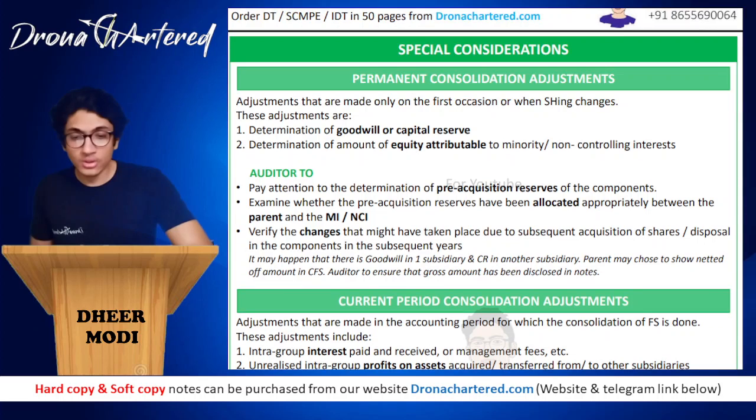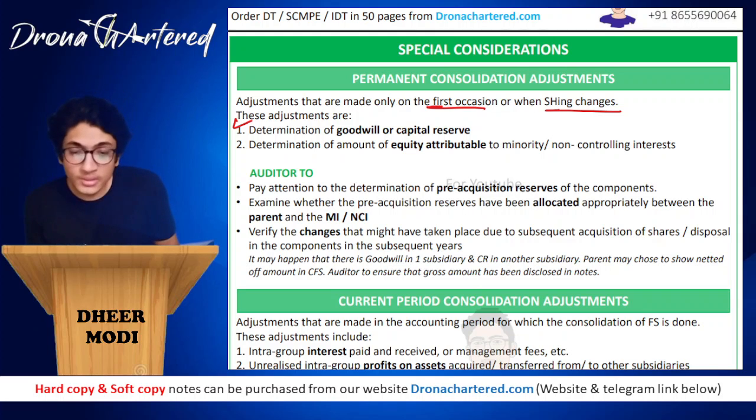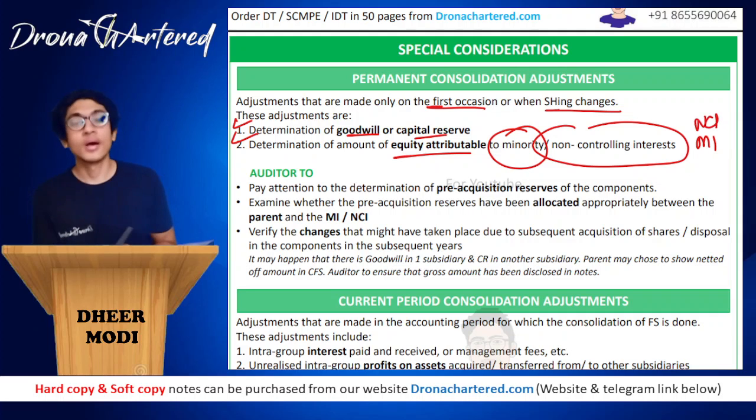Let's read it over here also once again. There's no problem. So there are two adjustments. These are done only on the first occasion or when the shareholding changes. So determination of goodwill or capital reserve, and second is equity attributable to your non-controlling interest or your minority interest, that is your MI or your NCI.